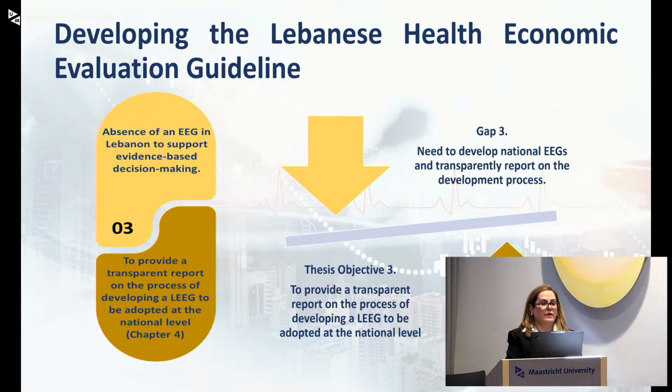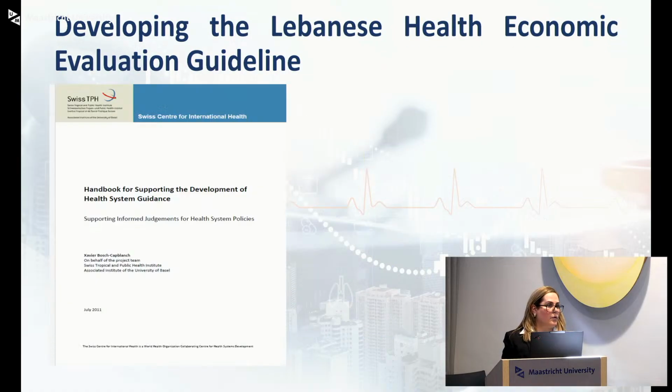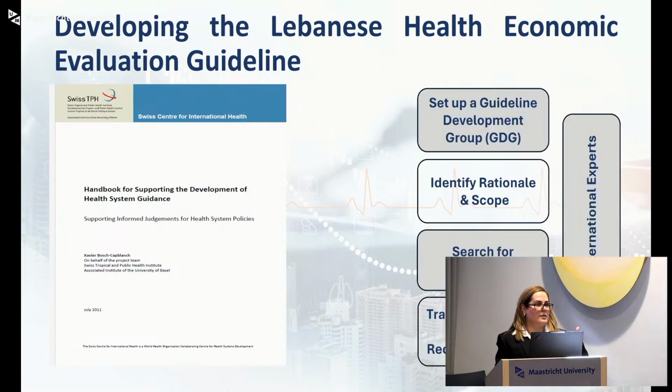With the need to develop the national economic evaluation guidelines, we transparently report this development process. We closely followed the development process proposed by the World Health Organization on developing health system guidance: to set a guideline development group, to identify the rationale and the scope, to search for evidence, to translate the evidence into recommendations, and to consult international experts.